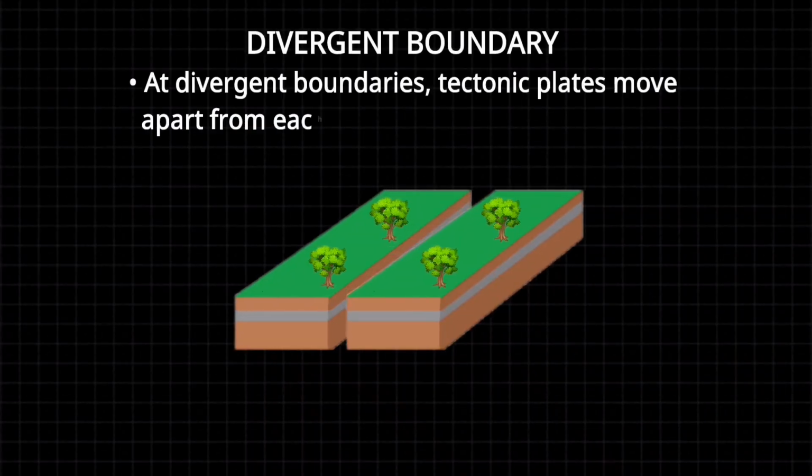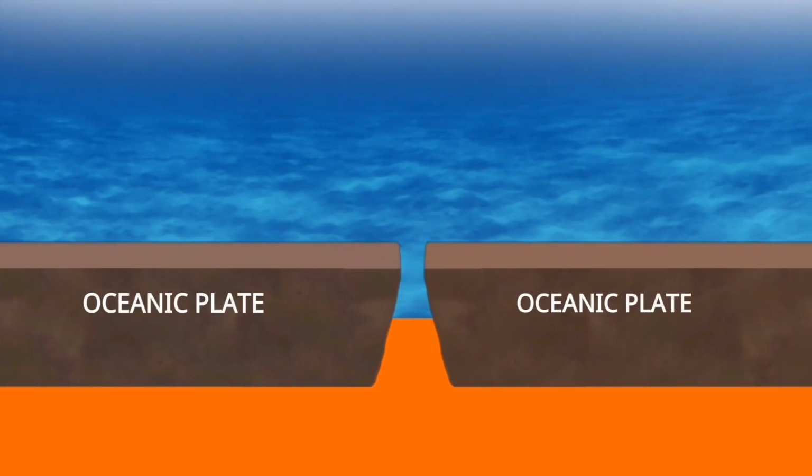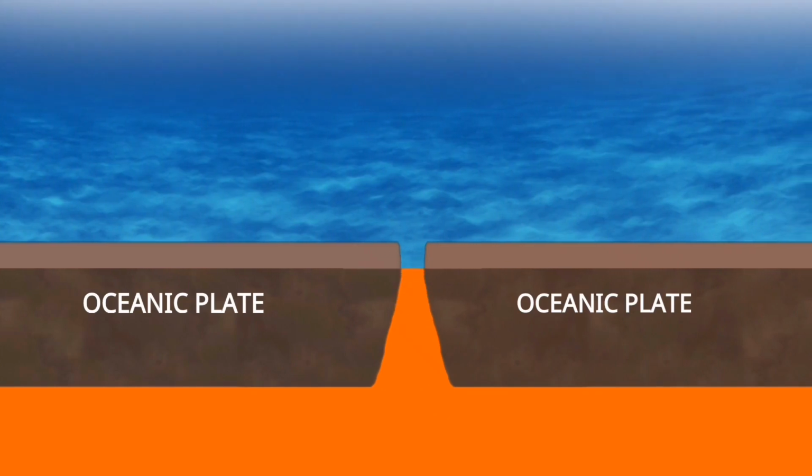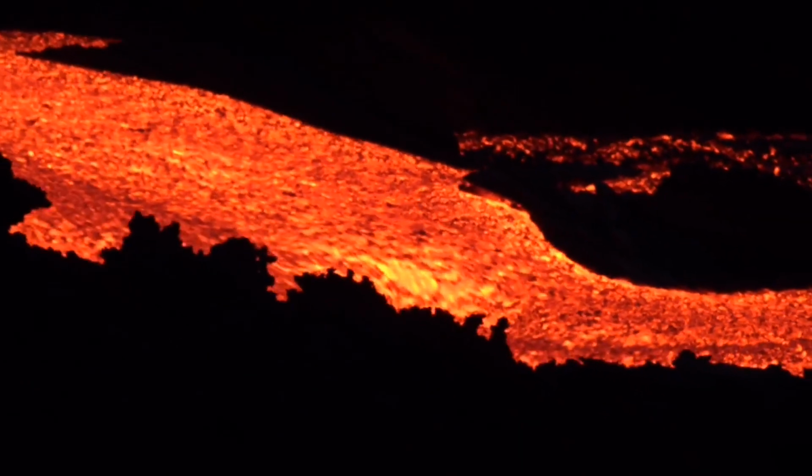Now, at divergent boundaries, tectonic plates move apart from each other. As the plates separate, magma from the mantle rises to fill the gap, creating a new crust. The eruptions at these boundaries tend to be less explosive.